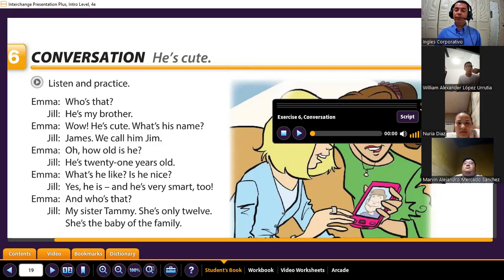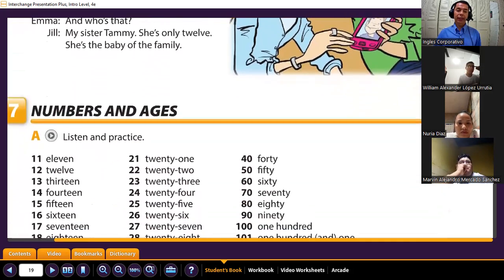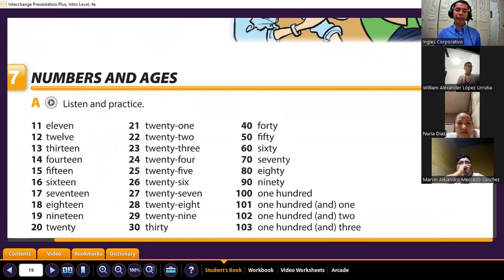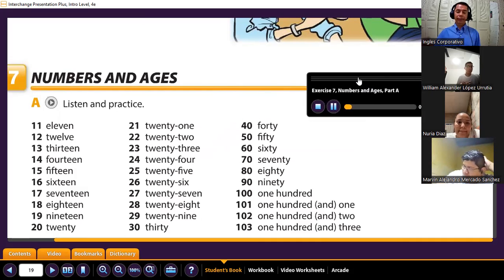Now let's continue. Let's continue practice. Numbers and ages, right? Remember we practice 11, 12. So here we have more practice. Listen. Page 19, exercise 7, numbers and ages. Part A, listen and practice.